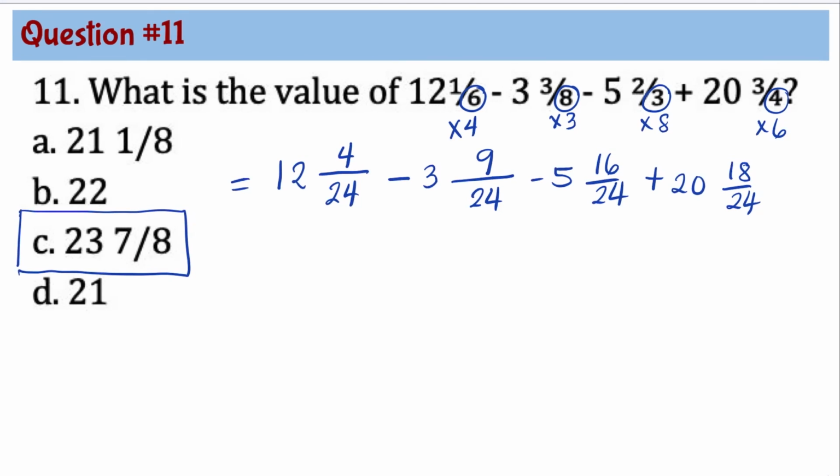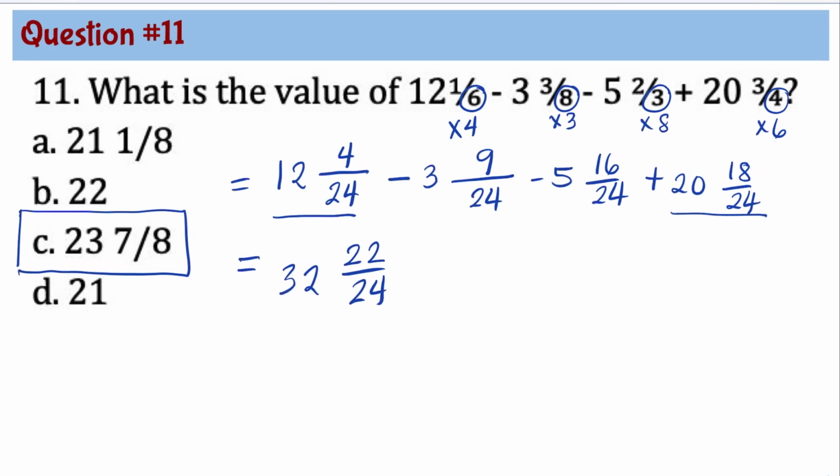The easiest method to simplify this expression now is combining first the both positive fractions. So 12 and 20 is 32. If you add 4 24ths and 18 24ths, that is 22 over 24.